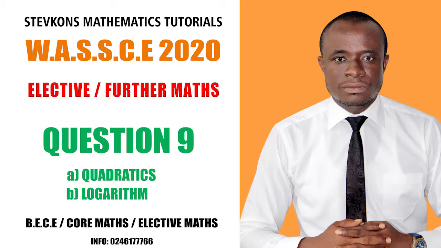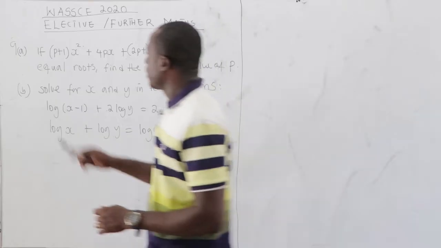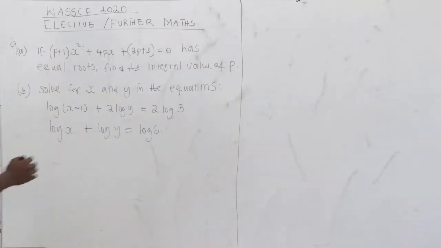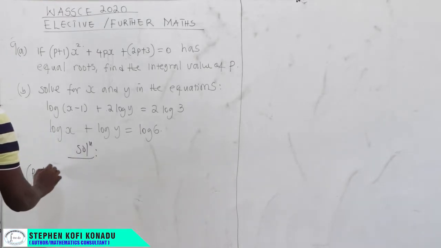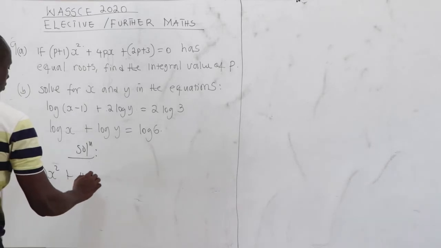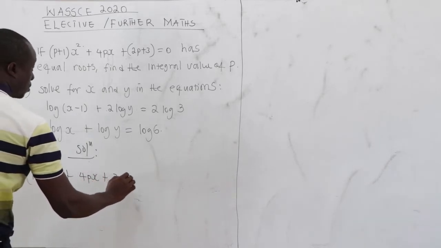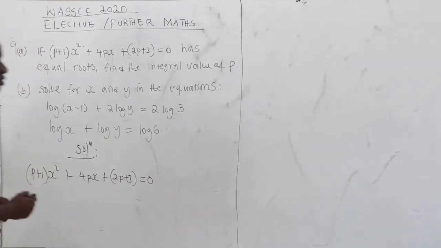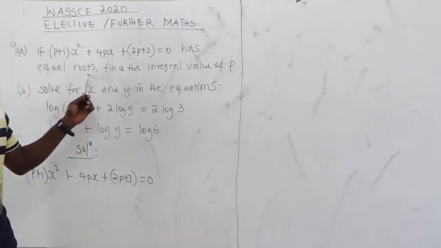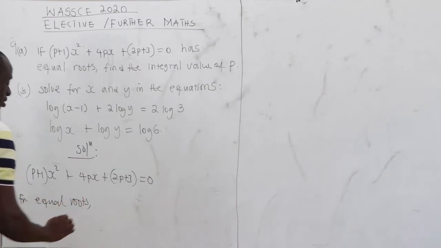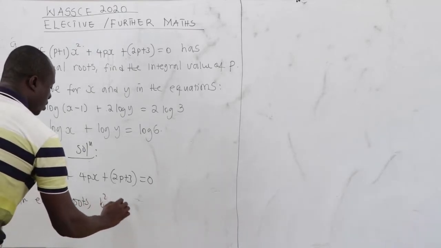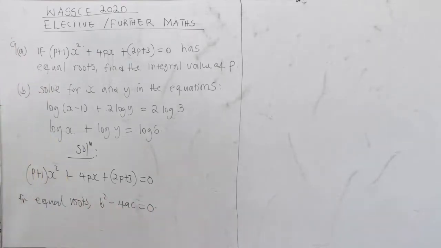Now let's consider this question, WASSCE 2020 elective maths question number 9a. If (p + 1)x² + 4px + 2p + 3 = 0. We have been told that this one has equal roots. And we know for equal roots, then b² − 4ac should be equal to 0.